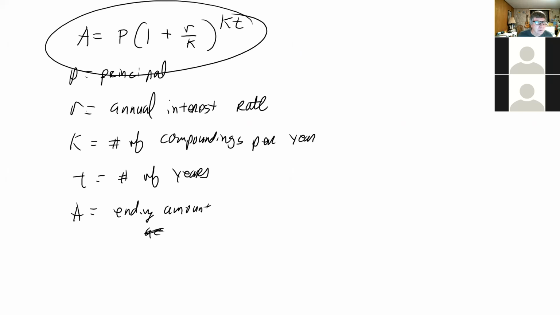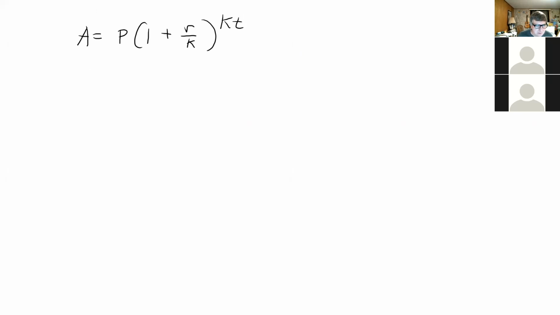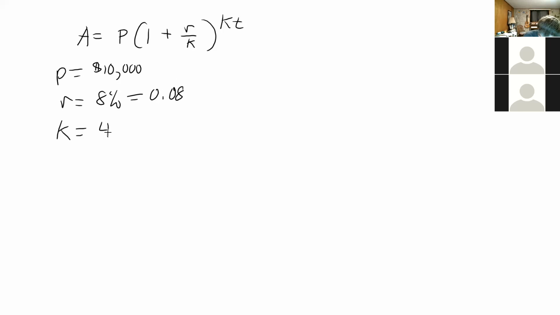Let me go back and undo that, and then we'll erase all of this. And let me get the scenario. It says an initial deposit of $10,000 earns 8% interest, compounded quarterly. How much will be in the account after 10 years? So we're investing $10,000 at 8% annually. Interest is compounded quarterly, and we're going to leave it there for 10 years. How much money will we have at the end? Any questions before we go on?